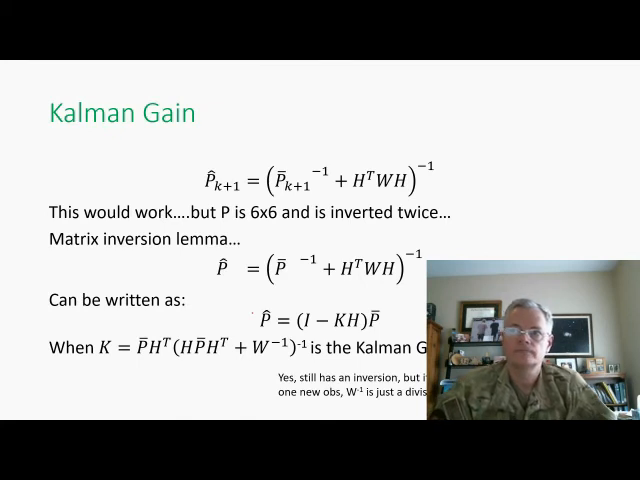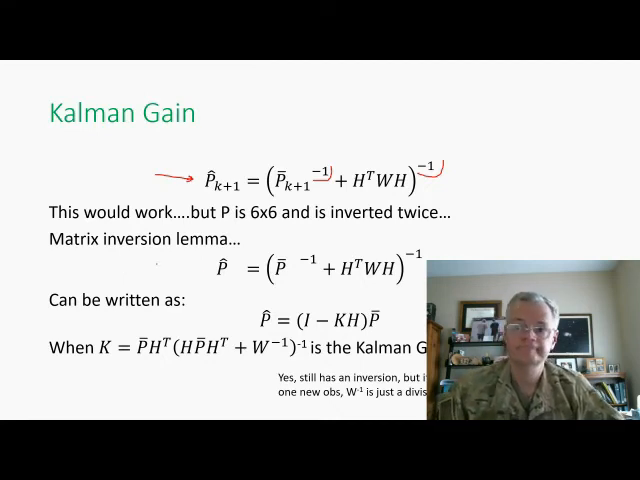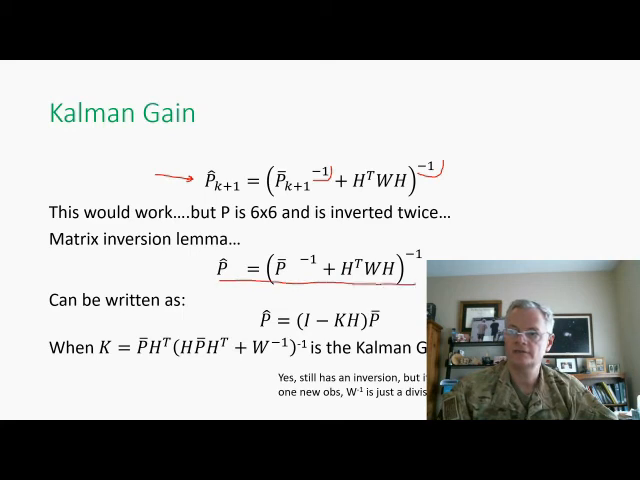The Kalman gain. Right, so this is the equation for the covariance matrix, which we know we need to keep track of, and this would work. But P is a 6x6 matrix. There's 6 positions, 6 velocities, all these partials, becomes a 6x6. And we're going to have to invert it, do some linear algebra, then invert it again. This is going to bog us down. All right. So what we do is we use the matrix inversion lemma, which tells us that if we have something like this, it can be written like this, where K is this.